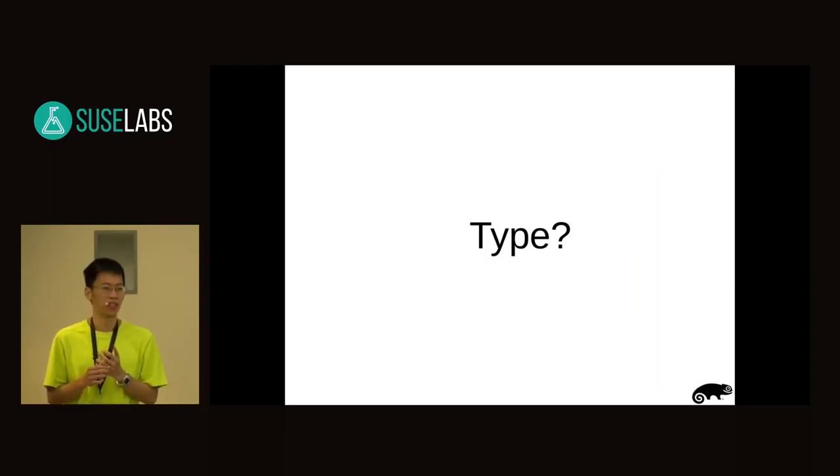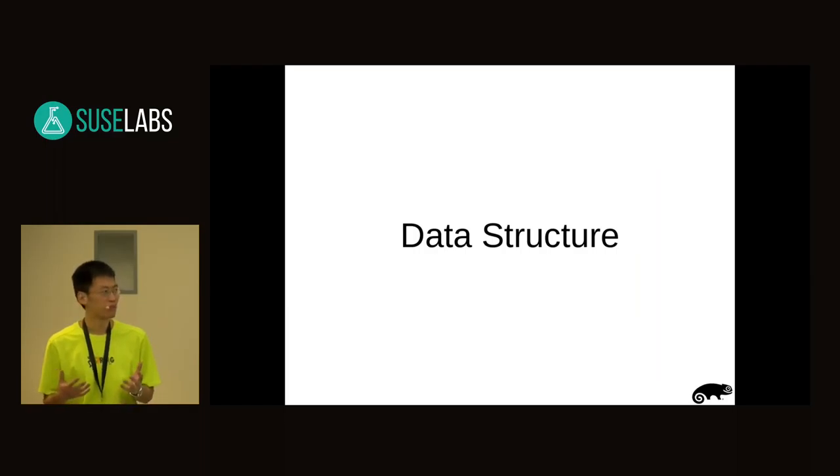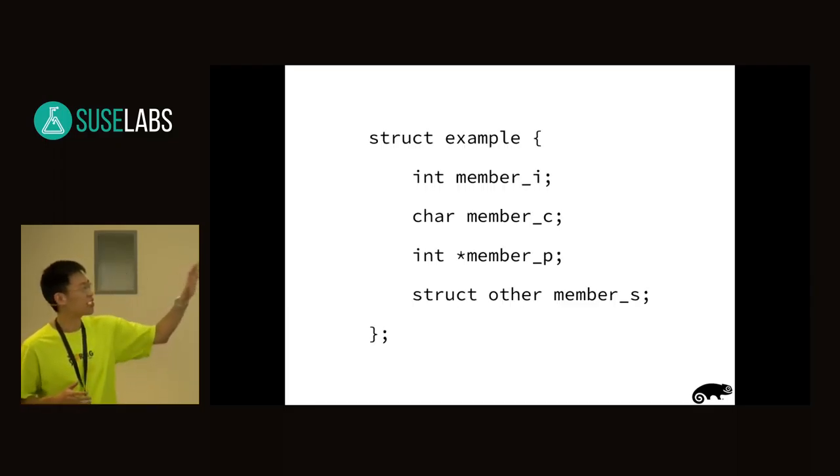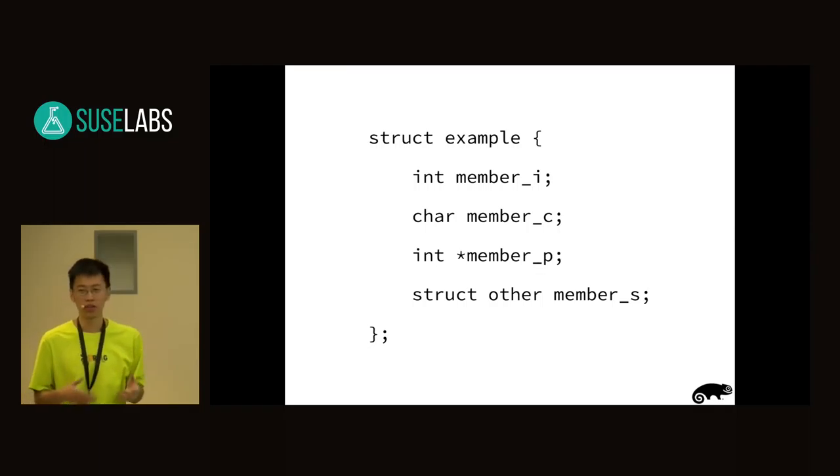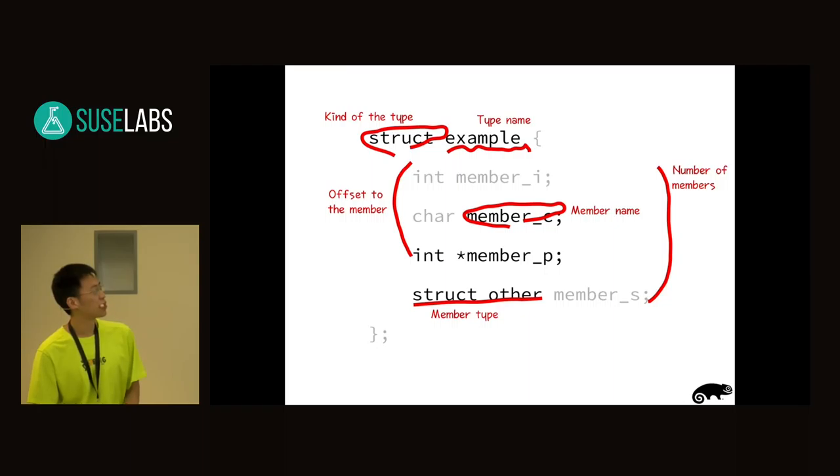So for the type section, what is a type? You may have this question. Actually, I can say a type is a way to describe a data structure. Let's start with an example. If you see this kind of struct, how can you describe it? First, you have to define the kind of the type. Here it is a struct, and you also have to know the name of the type, which is called example.